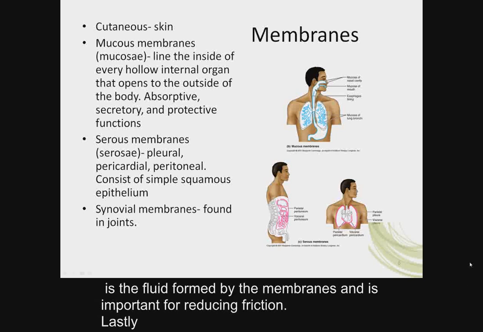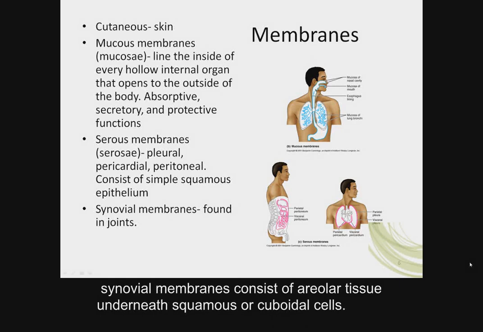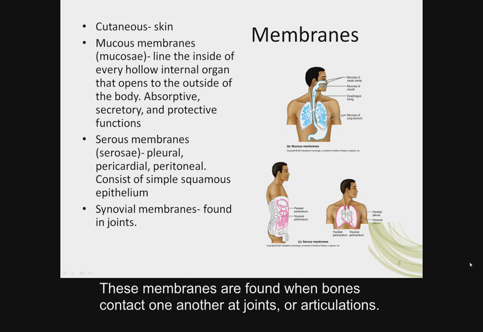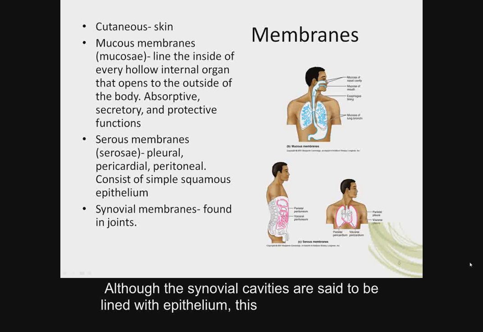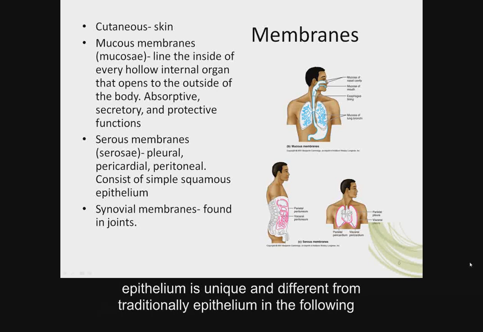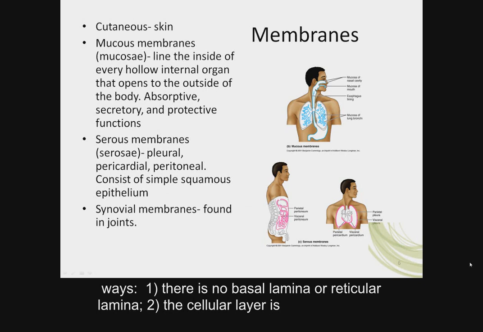4. Lastly, synovial membranes consist of areolar tissue underneath squamous or cuboidal cells. These membranes are found when bones contact one another at joints or articulations. Although the synovial cavities are said to be lined with epithelium, this epithelium is unique and different from traditional epithelium in the following ways.